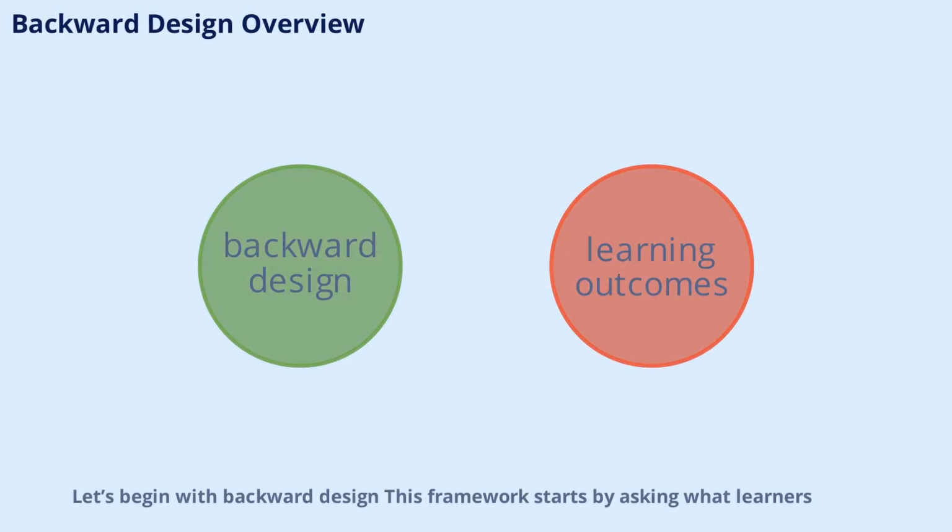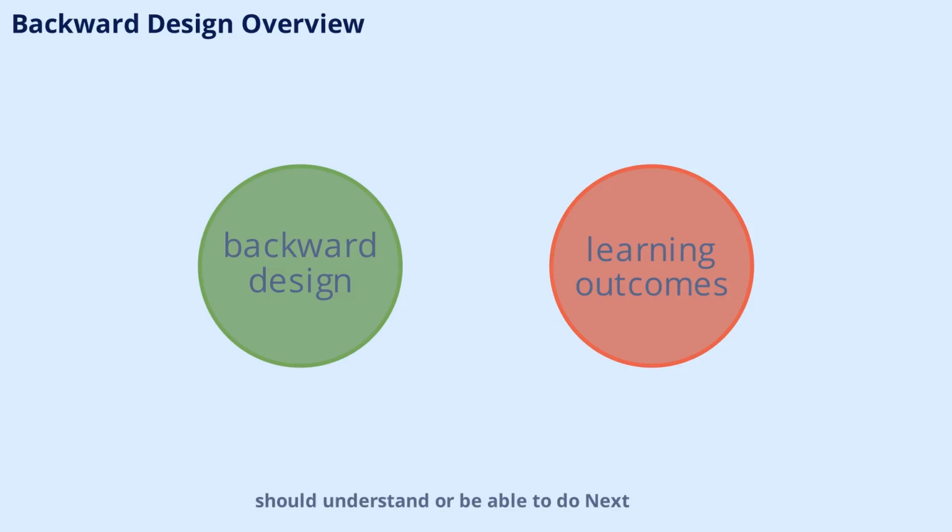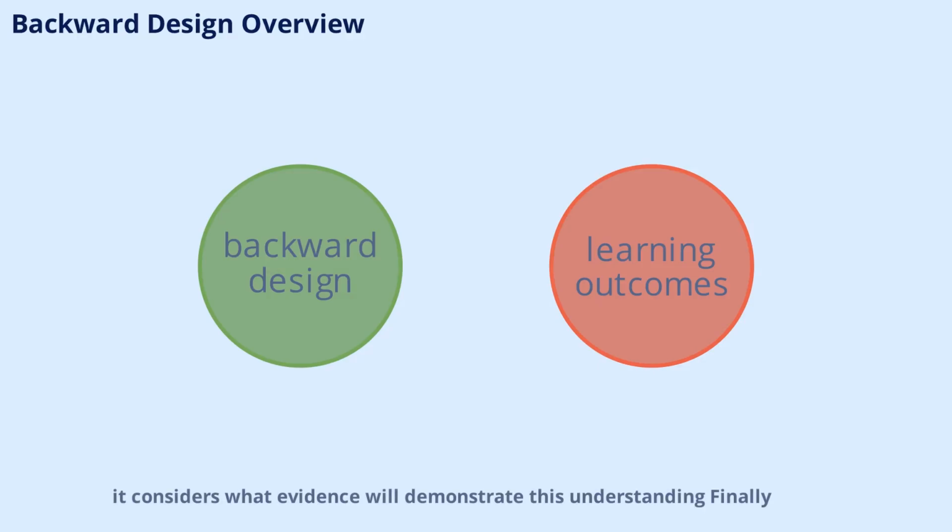Let's begin with backward design. This framework starts by asking what learners should understand or be able to do. Next, it considers what evidence will demonstrate this understanding. Finally, it identifies which learning experiences will prepare students to succeed. Technology is only chosen after these decisions, unless using technology is itself a learning goal. This approach keeps the focus on learning, not on the tools.